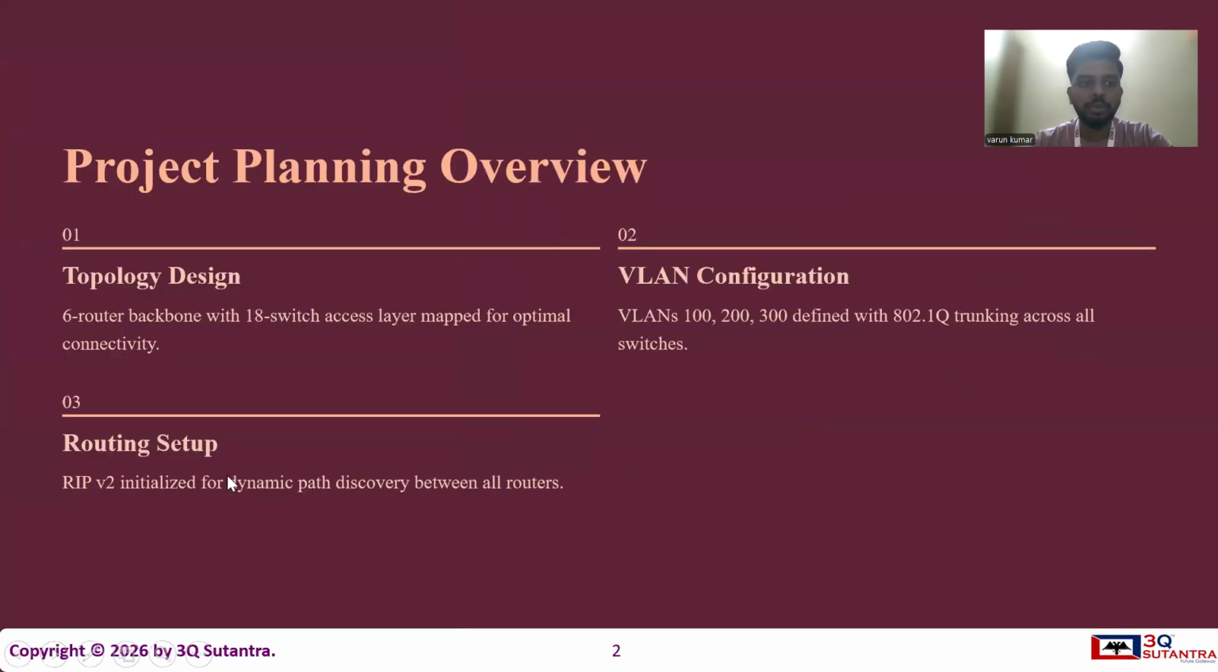The project planning overview: topology design, six router backbone with 18 switch access layer mapped for optimal connectivity. Next, VLAN configuration: VLAN 100, 200, 300 defined with 802.1Q trunking across switches. Our routing setup: RIP version 2 initialized for dynamic path discovery between all the routers. And in this VLAN configuration, we introduce VLAN 1 for the DHCP server.